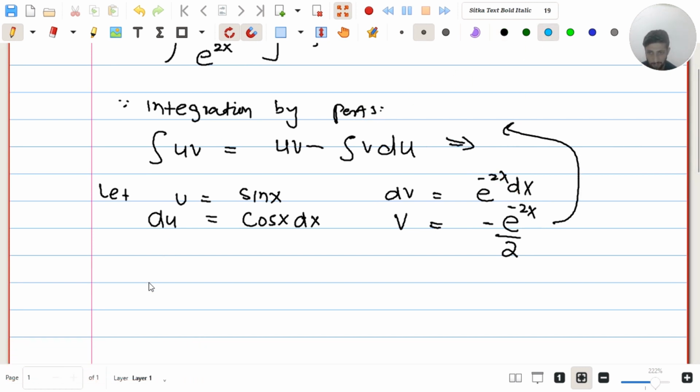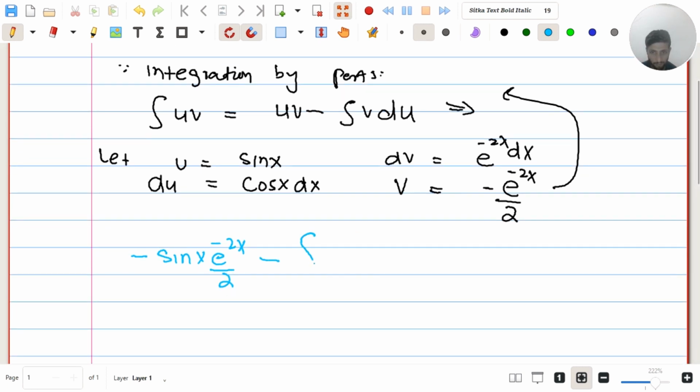After plugging in the values, my u is sine of x and my v is minus e to the power minus 2x divided by 2, and minus the integral of v du. Our v is e to the power minus 2x divided by 2. Now see that this minus sign will multiply with this minus sign, and this changes into a plus sign. So v is minus e to the power minus 2x divided by 2, and your du is cos of x dx.